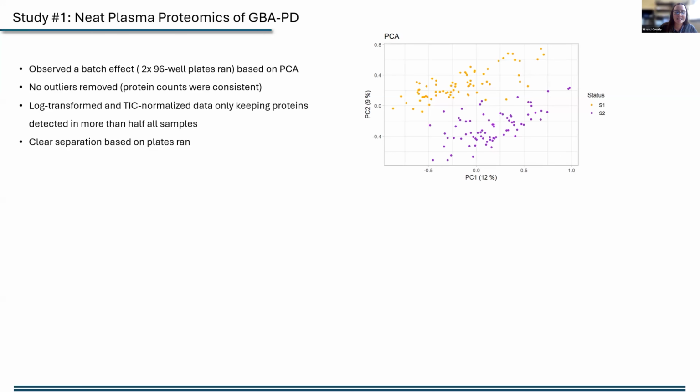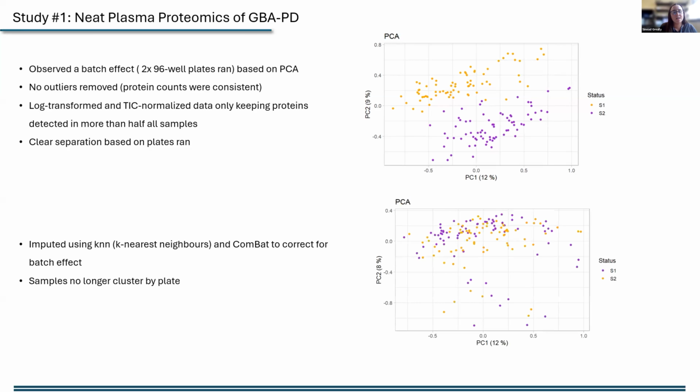When we log transformed and median normalized the data, we also only kept proteins identified in more than half of all samples, but there was a clear separation based on the 2 plates that were run using PCA. So this was corrected for using ComBat, and now we can see there's a bit more variability and there's no clustering according to plate.